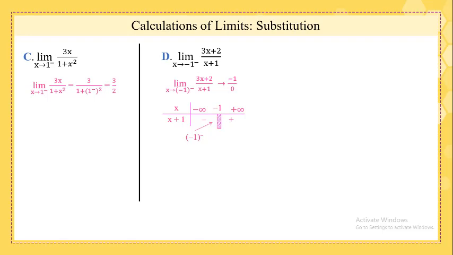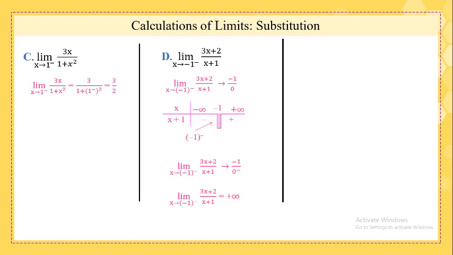We substitute and we use the table of sign to see the sign of x plus 1. As x tends to minus 1 minus, we look before minus 1 in the table of sign to see that it's minus, so the limit is plus infinity.